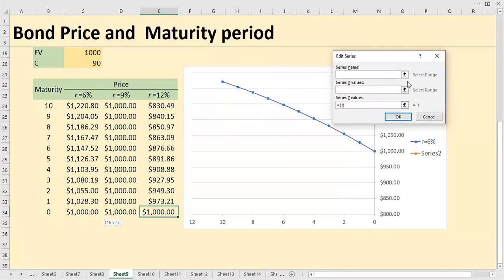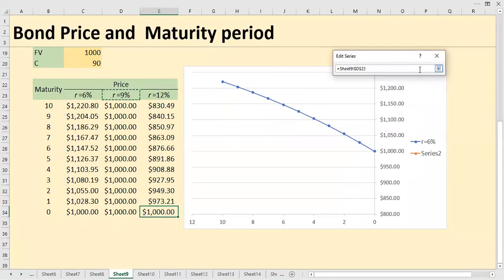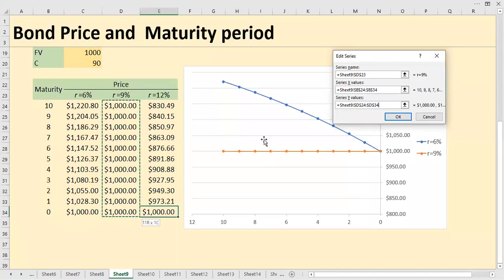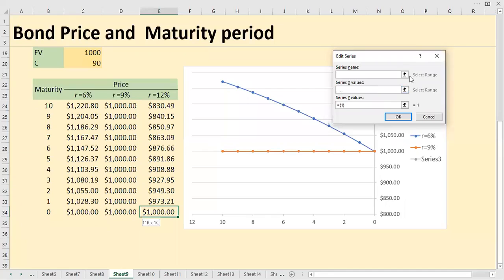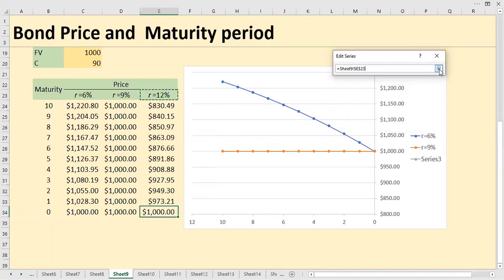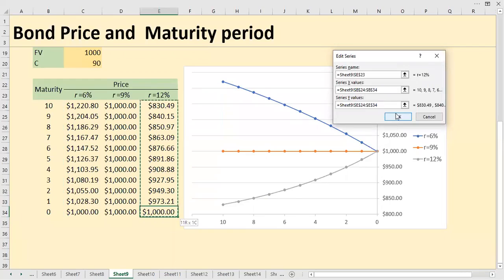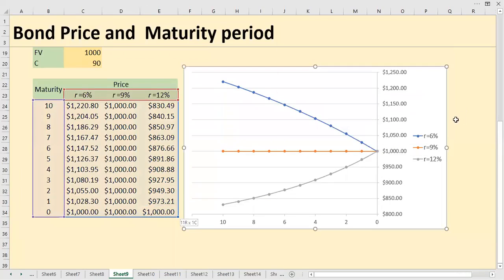And I'm going to add another one, that is when it is equal to 9%, and the x-axis is the maturity period, and the y-axis is the prices. Now you can see it is always 1000 rupees. You will get a straight line like this. Then again, I'm going to add the next one, that is when it is equal to 12%, and x is always the maturity here, and y is the prices, right? Okay, now you can see very clearly in this particular graph.